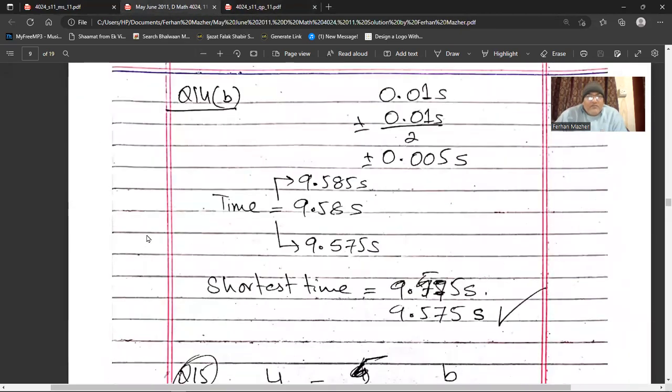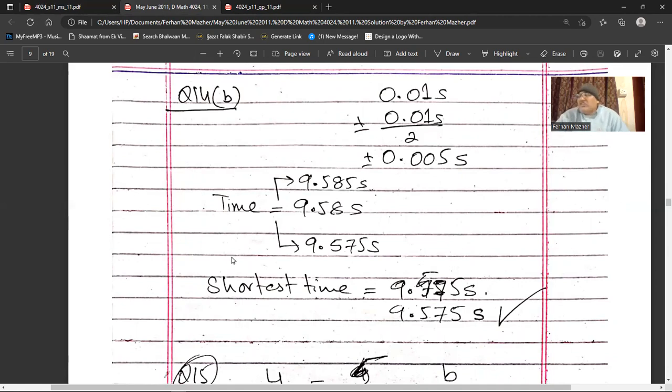So the time is correct to a hundredth of a second, that is 0.01 second. Divide 0.01 second by 2, you get 0.005 seconds. Then add this to the main time, which is 9.58 seconds, and you get the upper bound, which is 9.585 seconds. From this time you subtract 0.005 seconds and you get 9.575 seconds, which is the lower bound.